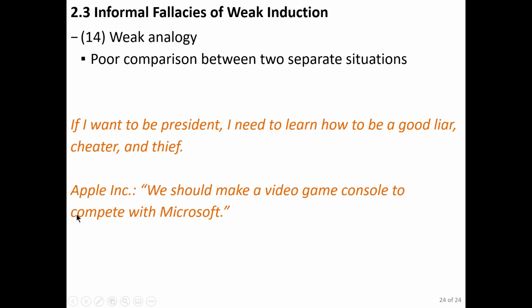Or here's another one too. Imagine we're Apple Inc. and someone comes up with this idea, hey, we should make a video game console to compete with Microsoft. Apple did have a console. They tried to compete with the Xbox prior to the Xbox launch, because Apple could see, hey, there's a market for video game consoles. It's kind of a funny story. It's a little bit embarrassing, I'm sure, to Apple, but Apple did try to make a video game console. Why? Because their competitor made one.